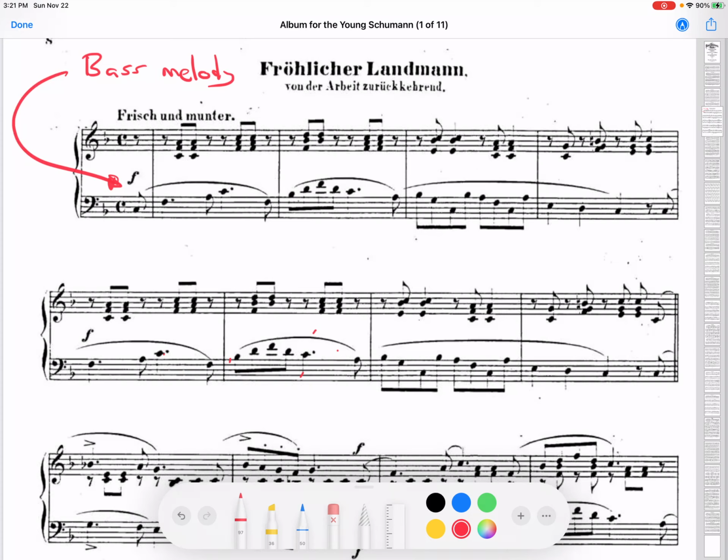The tempo, frisch und munter, means fresh and lively. Now, it has this little jolly melody. This melody actually appears in the movie The Wizard of Oz. So if you watch the opening of this movie and you see Dorothy going up in the air in her house, listen for this melody. It happens in the orchestration. You have to be paying close attention.